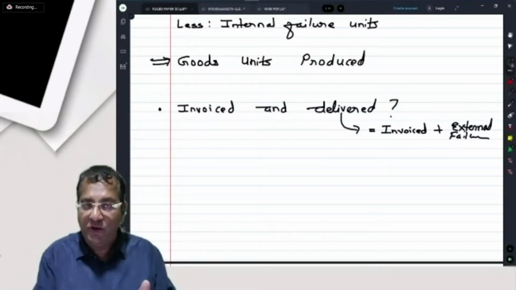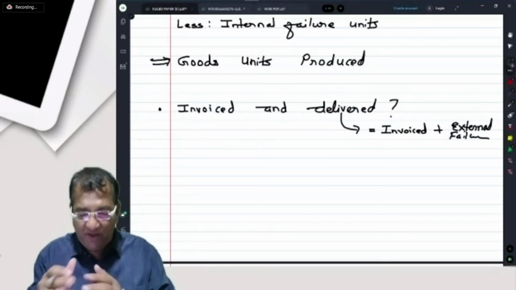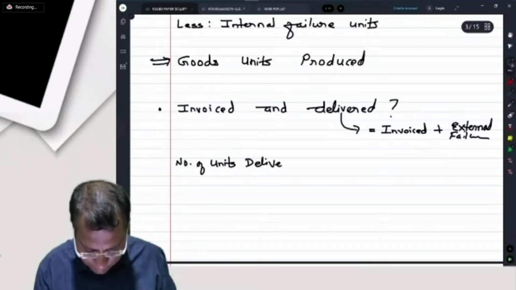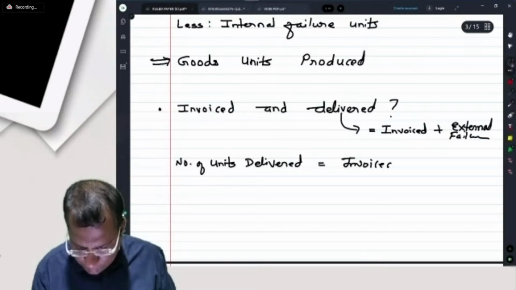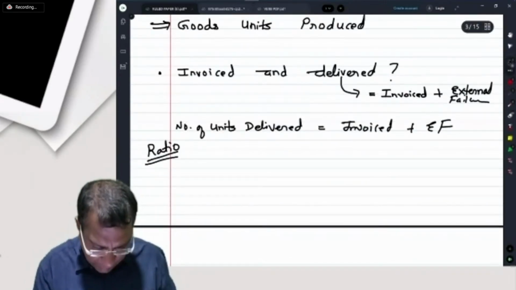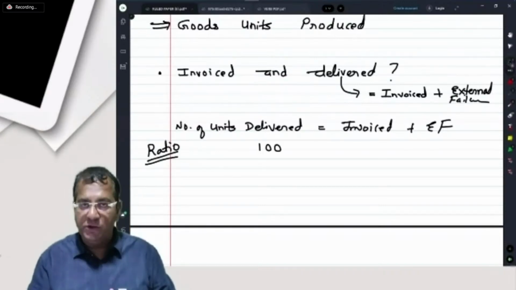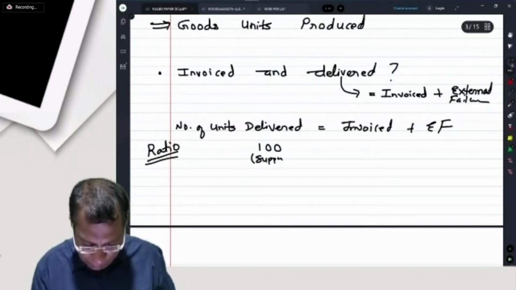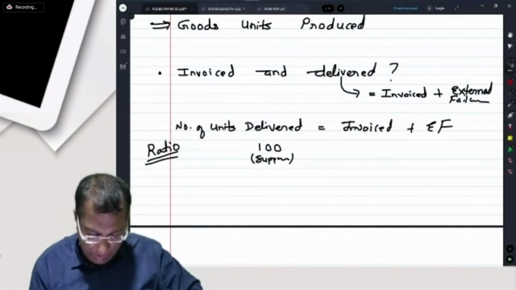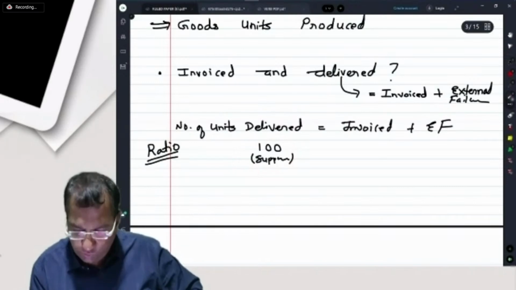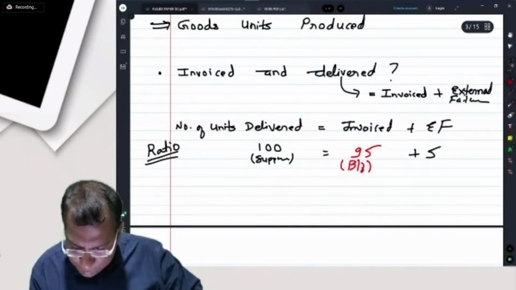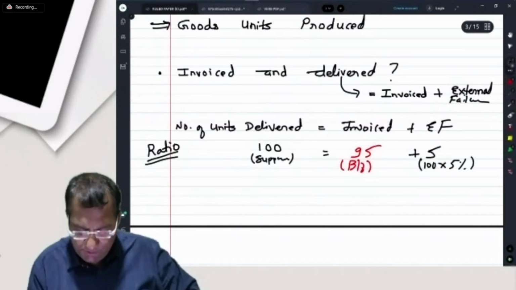So one thing is sure, delivered word consists of unit invoiced plus external failure. Number of units delivered is equal to invoiced plus external failure. Okay. If I talk in ratio, if the number of units delivered are 100, then they have given us that 5% of the units delivered are external failure, not invoiced. So we have assumed 100 as number of goods delivered. So 5% of 100 is 5. So the remaining will be 95 in balancing figure. This is all ratio, beta, we have assumed this.